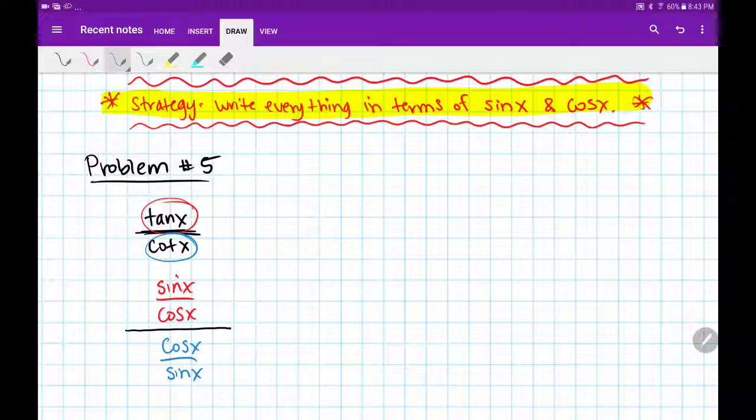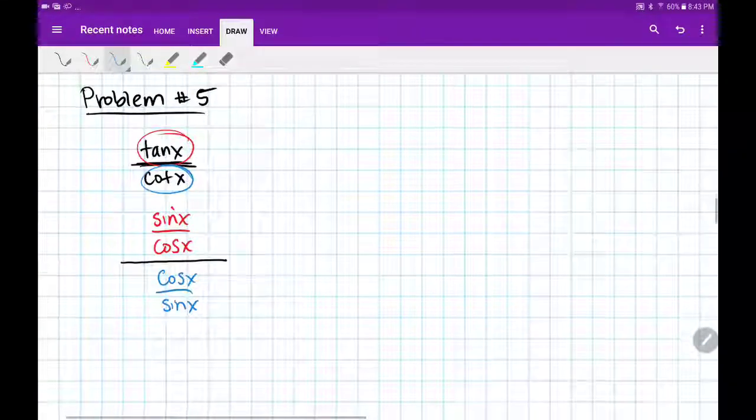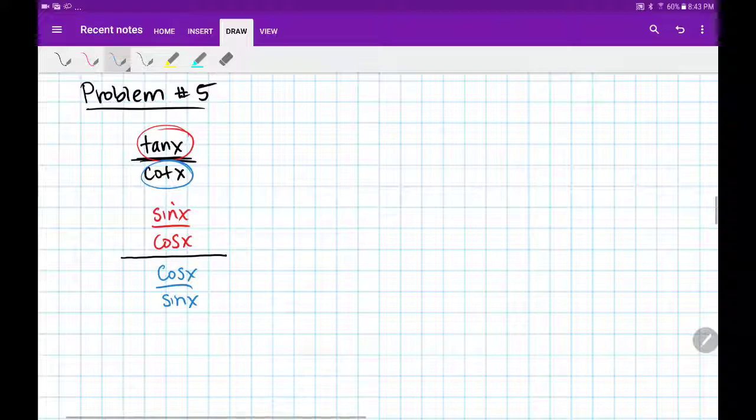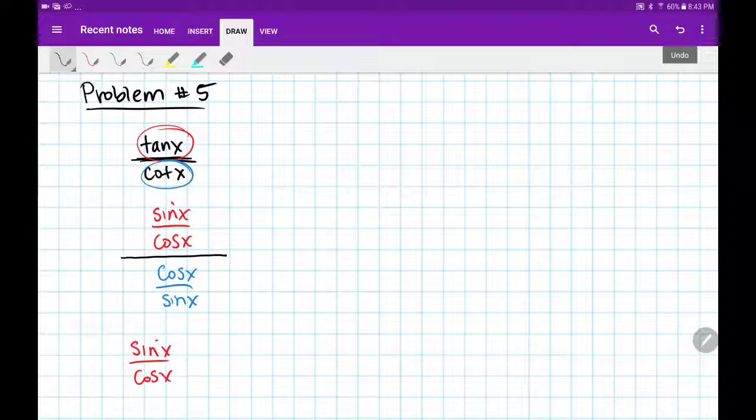Now that I've rewritten everything in terms of sine and cosine, it's time to simplify. So we need to perform this division here. Well, when I have a fraction over a fraction, I don't divide. I'm going to multiply the numerator by the reciprocal of the denominator. So this guy gets flipped. So times by, instead of cosine over sine, I'm going to write sine x over cosine x.